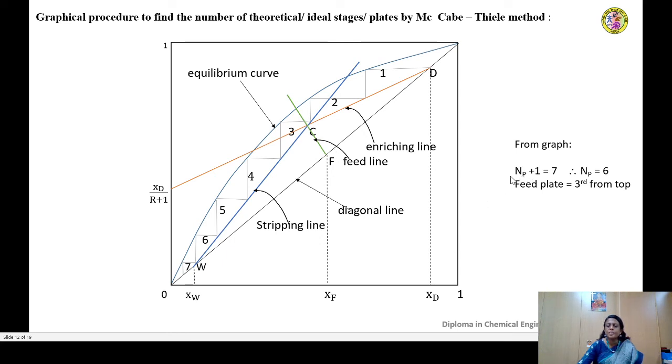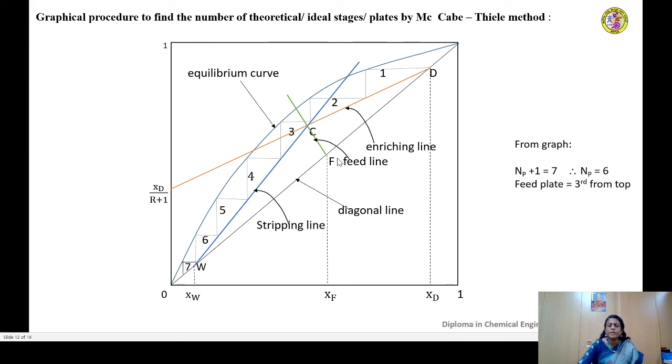So the number of theoretical plates required plus 1. The 1 is meant for the reboiler, because we assume that there is a vapor liquid contact occurring at the reboiler also. Okay, so this number of steps will be NP plus 1 equals 7. So the actual number of plates required in a distillation column, NP, will be equal to 7 minus 1, that equals 6. So the feed plate is third from the top.